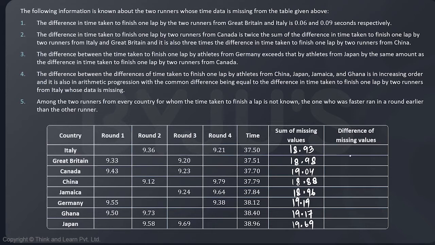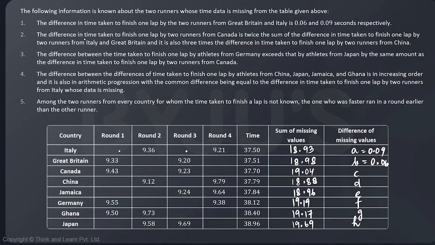And the differences of the missing values are not known, so let's use variables for them: A, B, C, D, E, F, G, and H. Now, the first statement says the difference in time taken to finish 1 lap by the 2 runners from Great Britain is 0.06. As in, the sum is 18.93 and the difference is 0.06. The difference is 0.06 for Great Britain and 0.09 for Italy.